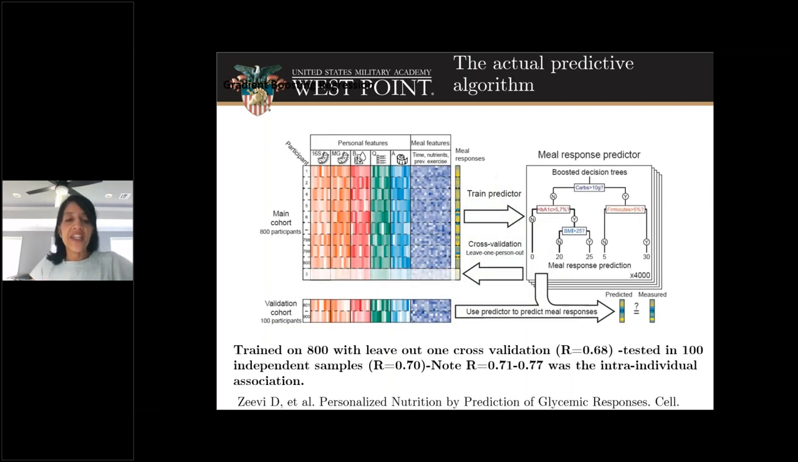So this is what Zeevi did. They took the whole myriad of different things. They did feature selection. They talk a little bit about the feature selection, identifying what those important factors are. And then they trained something called a gradient boosted regression model. And I'm going to explain how that works in a second and why they used it. And then they predicted that meal response.